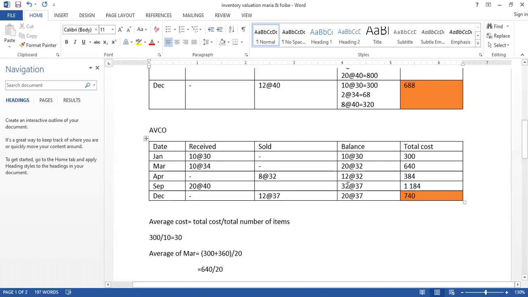So how many total units do you have? It's 12 plus 20. So obviously you have 32 units at a price of 37. So your total cost will be 1,184. Yes. You understand? Yes, I do.